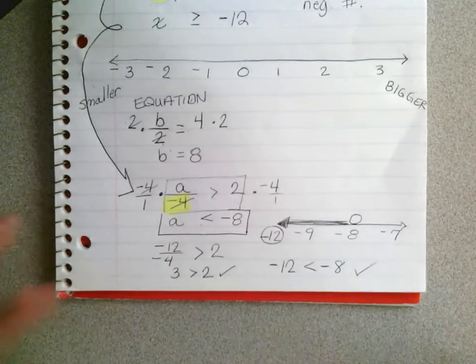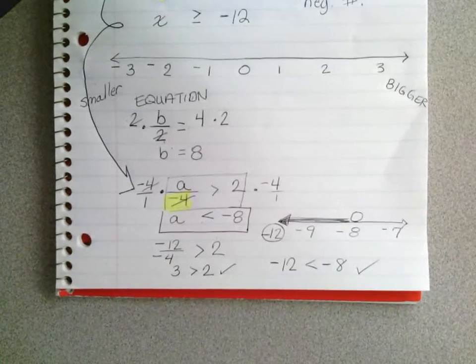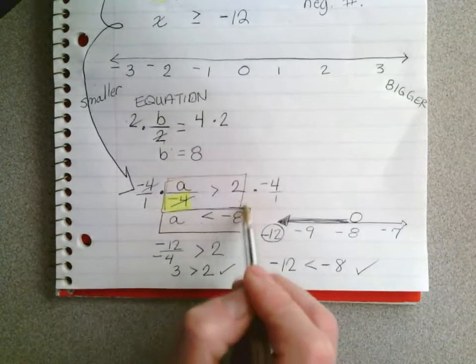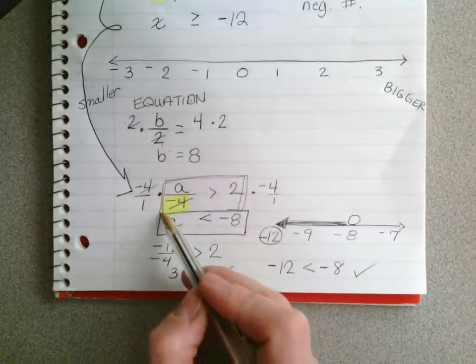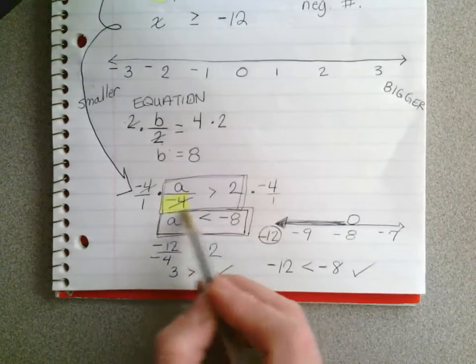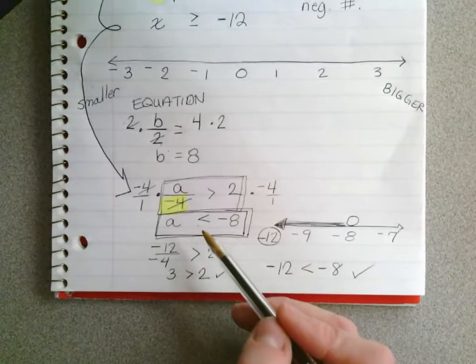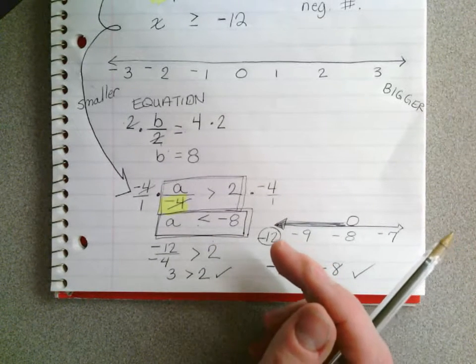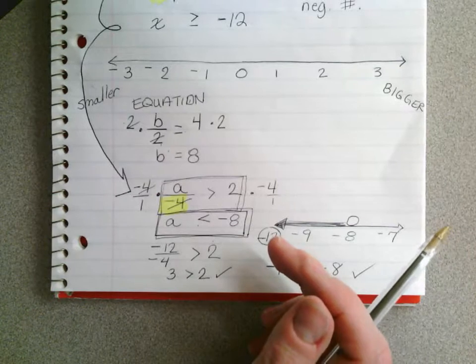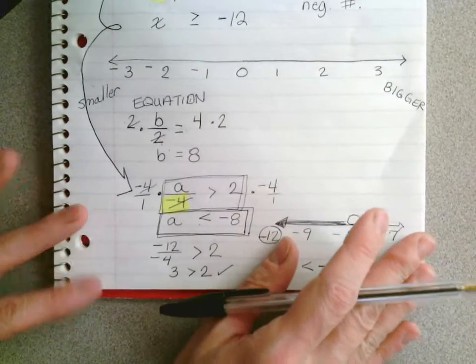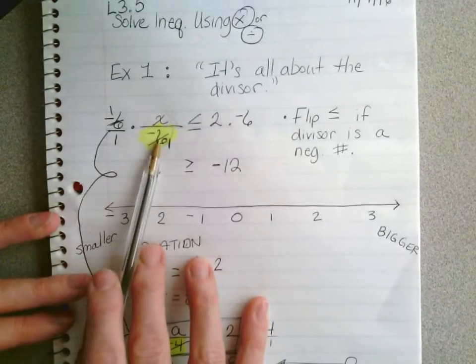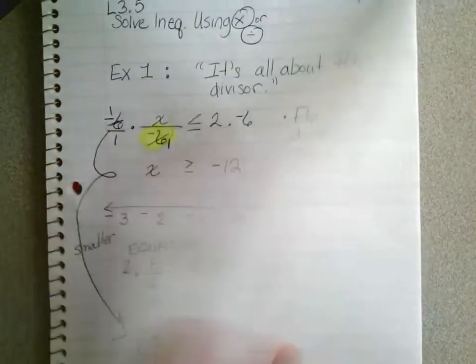Yes. There you go. So I've tested it in 2 separate locations. Once in the original inequality and once in the final inequality where the sign has been flipped, and it's still true in both. That's example 1. Okay? That's when you flip because the divisor is a negative. Here's example 2.